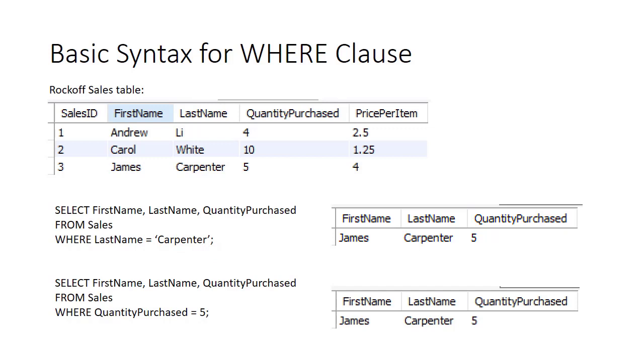And that's going to output one row of data. We have one customer in our sales table who has the last name of Carpenter. In the second example, we're selecting where quantity purchased equals 5. Since this is a numeric value, we don't use single quotes. We would just say where quantity purchased equals 5, and we'll get the same row out here.